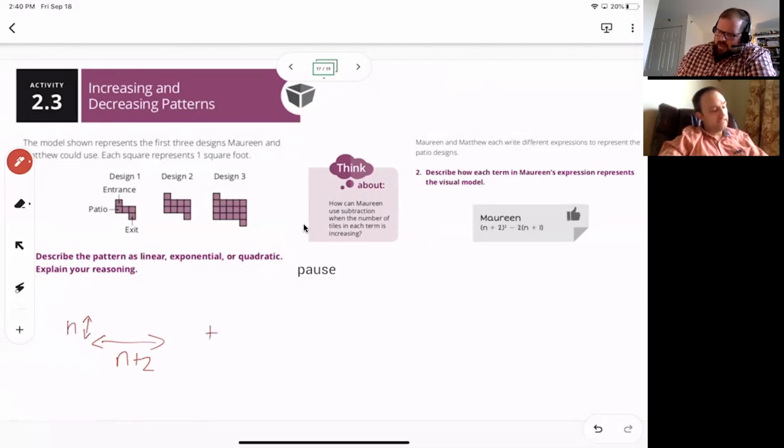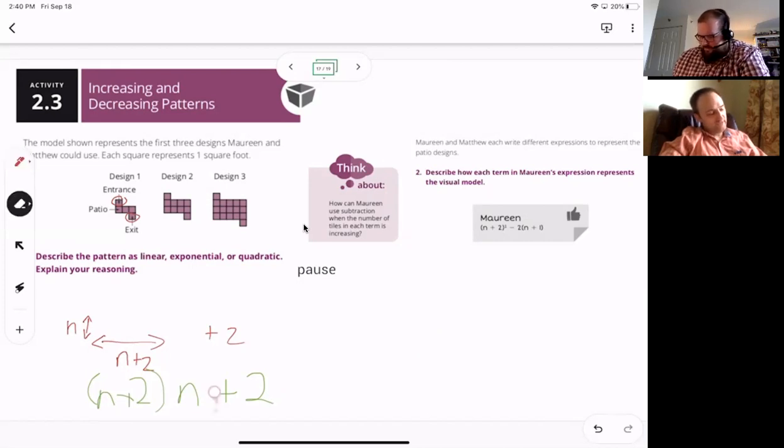Yes. And then we had an area of that essentially, right? Yeah, and then we had plus 2 at the end for the entrance and exit. Got it. But since we're talking area, as I said, we would take that n plus 2 and multiply by n, because that's area, right? That makes sense. That's not too bad. And then we'd still have to add 2. We would. You beat me to it. I did. But then you got to erase, which is my favorite thing to do.